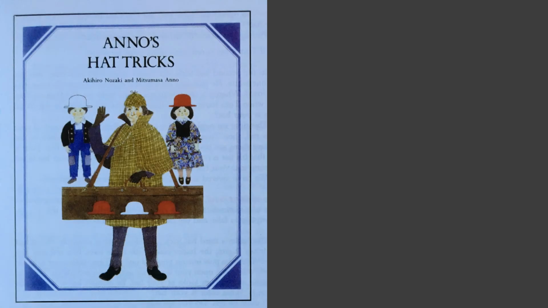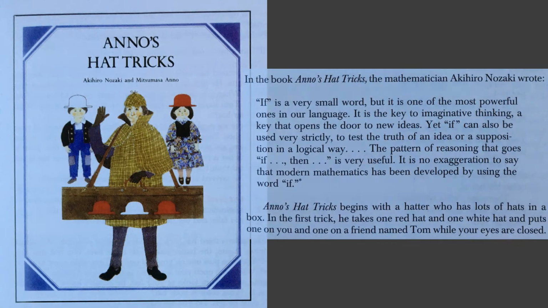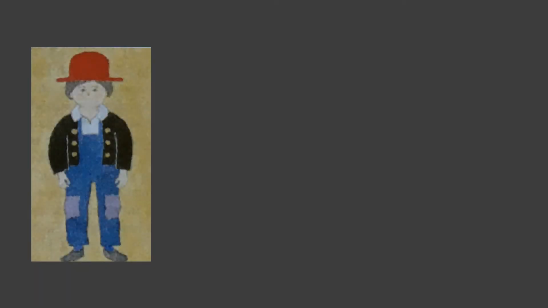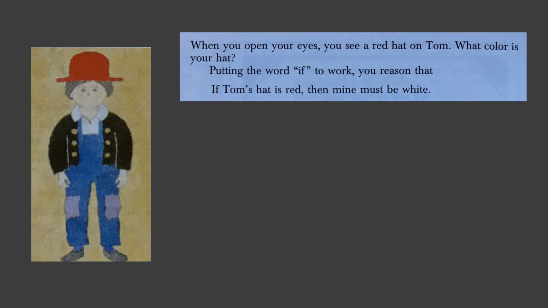Now this lesson starts off with Anno's hat tricks, and I'll let you read some of the introductory material yourself. But if we take a look at this last paragraph, it says Anno's hat tricks begins with a hatter who has a lot of hats in his box. In the first trick, he takes one red hat and one white hat and puts one on you and one on a friend named Tom while your eyes are closed. Ooh, what is going to happen? Now I know you're on the edge of your seat, so let's continue.